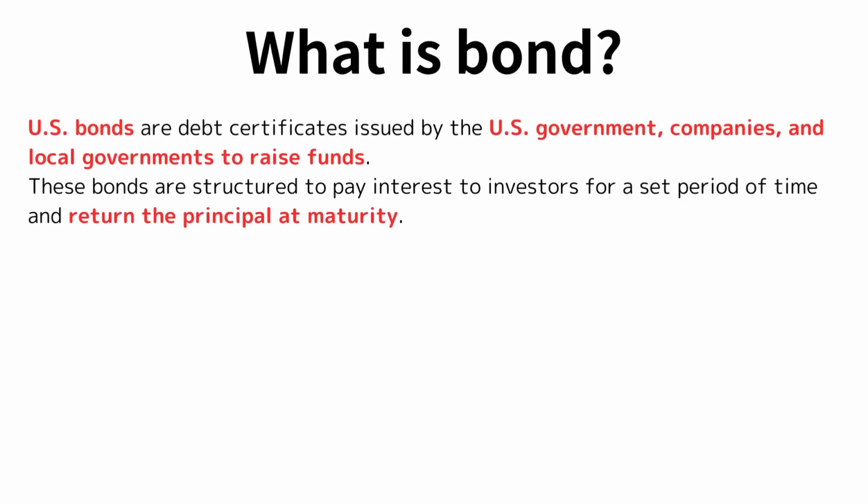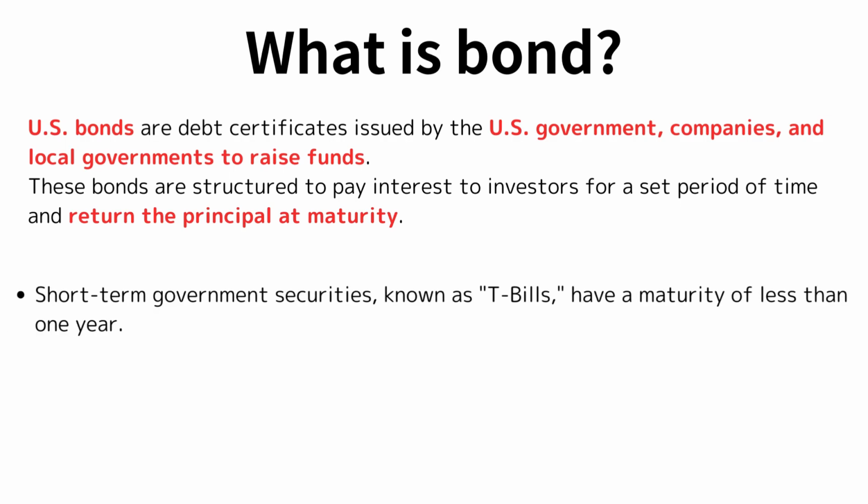U.S. bonds are debt certificates issued by the U.S. government, companies, and local governments to raise funds. These bonds are structured to pay interest to investors for a set period of time and return the principal at maturity. U.S. government bonds are classified into three main categories.